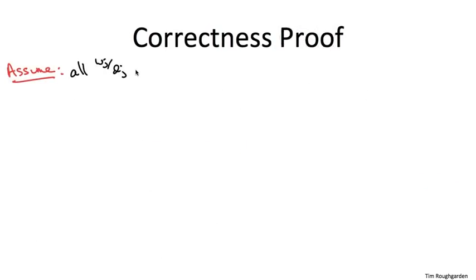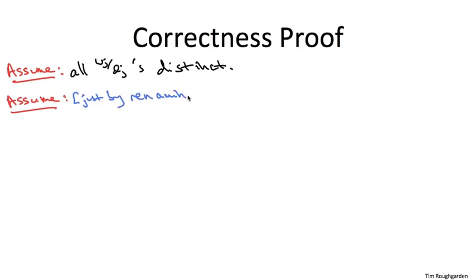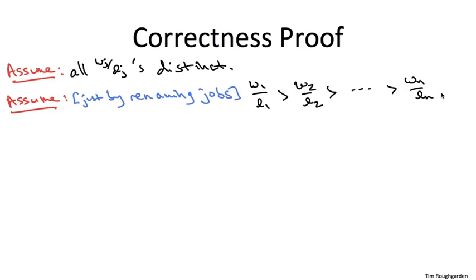As I said, in this video and the next, we're going to be assuming that all of the ratios are distinct. In general, of course, that need not be true, and I'll give you a separate argument to handle the case of ties. I'm going to make a second assumption, but unlike the first assumption, the second assumption has no content. It's just an assumption about notation. I'm going to assume, by renaming jobs, that job number 1 is the one with the highest ratio, job number 2 is the one with the second highest ratio, and so on, job n being the one with the smallest ratio.